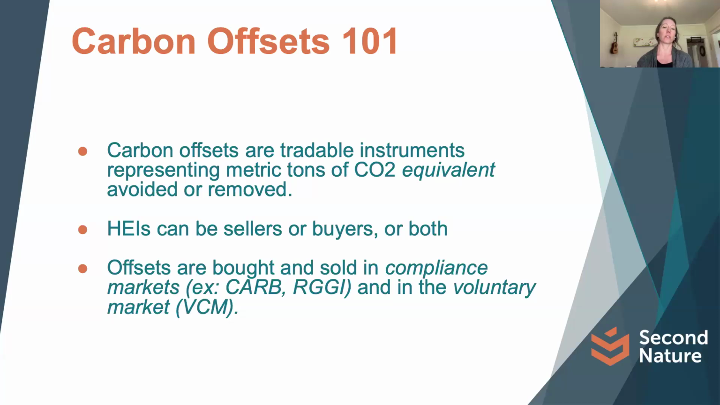So higher education institutions can be sellers or buyers of carbon offsets. Many are both. And then offsets are bought and sold in different kinds of markets. There are compliance markets, like the California Air Resources Board and the Regional Greenhouse Gas Initiative, CARB or RGGI, respectively. But mostly we're going to be focusing today on the voluntary market, which is abbreviated as the VCM. So if you hear the term VCM, that's what we're talking about. Next slide, please.